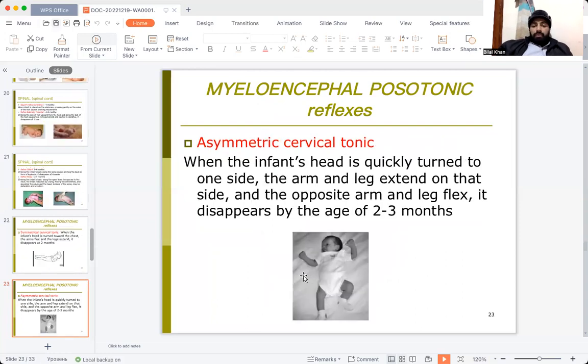Asymmetrical cervical tonic reflex: asymmetrical means unequal of the body, symmetrical means equal of the body. When the infant's head is quickly turned to one side, the arm and leg extend on that side. On the opposite side, the arm and leg are flexed. It disappears by the age of 2-3 months.